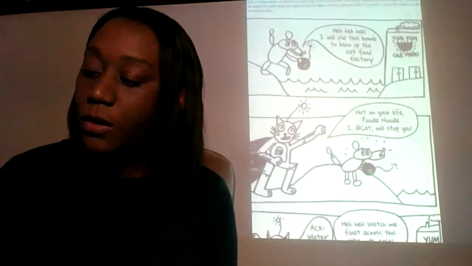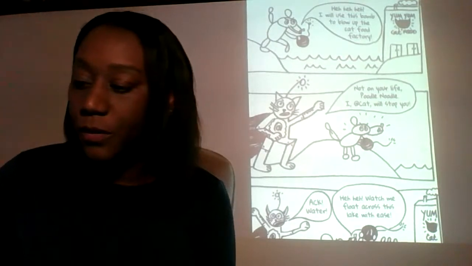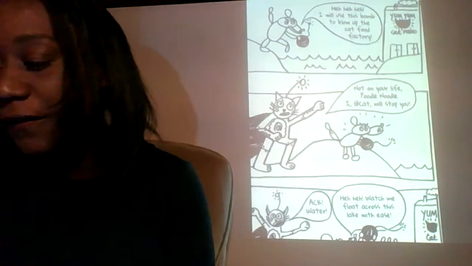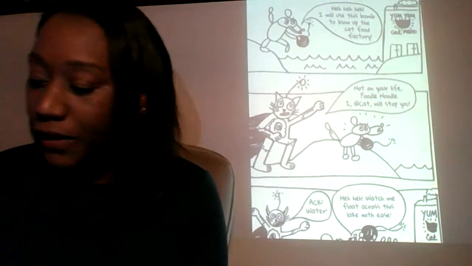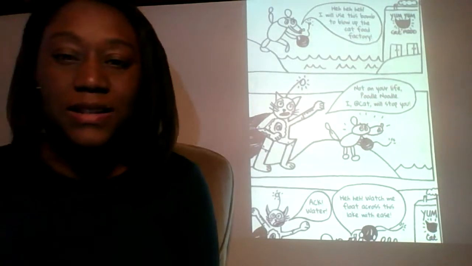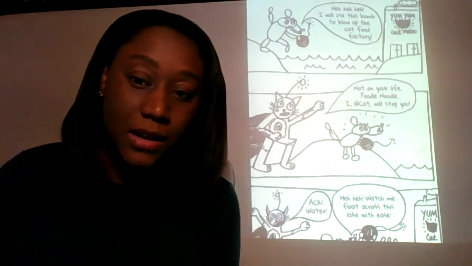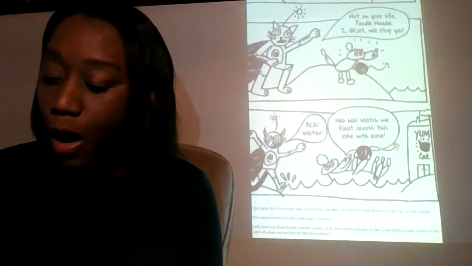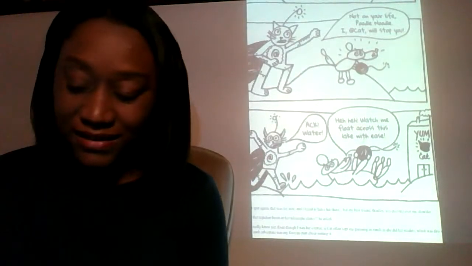All right. Who knows what these comic pictures are? What is this? The first one says, I will use this bomb to blow up the cat food factory. And the second one says, not on your life, poodle noodle. I, cat, will stop you. Who's writing this? Who's working on this comic strip? And the last one says, water. Hey, watch me float across this lake with ease.